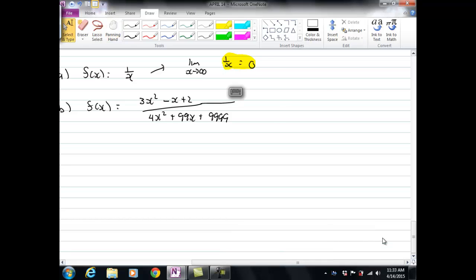Here's how you do this. So let's write this down, guys. Limit as x approaches infinity of 3x squared minus x plus 2 over 4x squared plus 99x plus 9,999. Now, some of you say, Mr., that 9,999, here's a little cool fact. My infinity is such a large number that the only thing I should focus on is the highest power of x on the denominator. Okay?